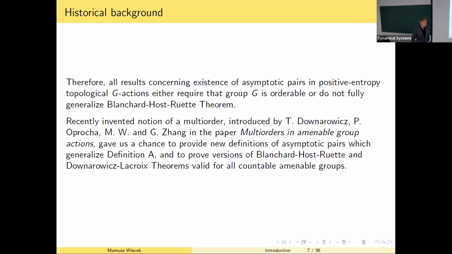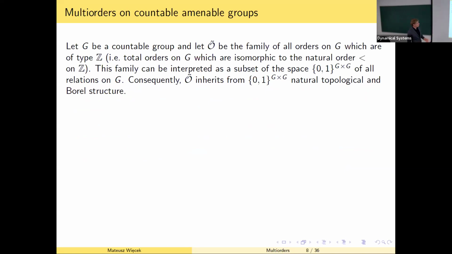And the recently invented notion of multiorders, which was introduced in a paper by Professor Downarowicz, Professor Frej, Professor Zhang, and me, actually provided us an opportunity to firstly provide new definitions of asymptotic pairs, which would generalize the classical ones, and also to prove generalizations of theorems of Blanchard-Host-Ruette and Downarowicz-Lacroix for actions of all countable amenable groups. So now I would like to move to the part about multiorders, and of course I will begin with a definition of a multiorder.